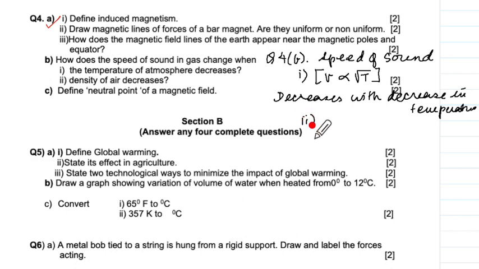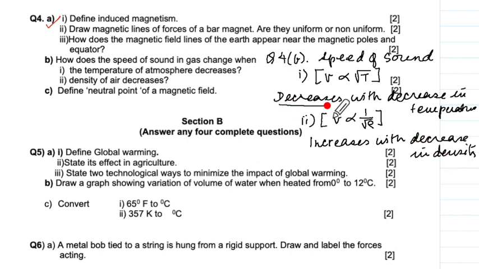Now the second part is when the density of the air decreases. Now your thinking step is velocity is inversely proportional to square root of density. So if the density is decreasing, the speed of sound is going to be increasing. So we'll say it increases with decrease in density. Underline decreases, underline increases.